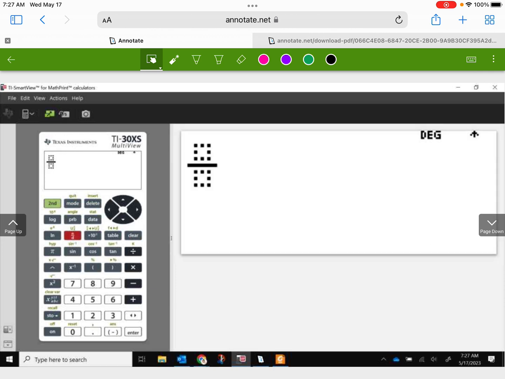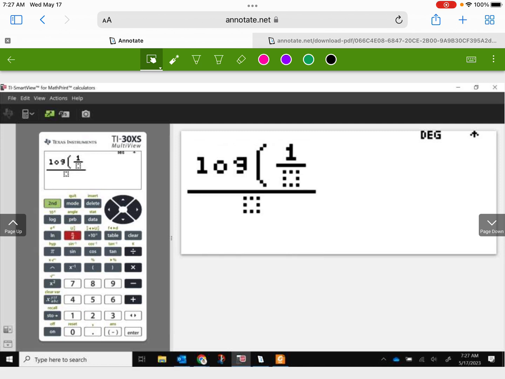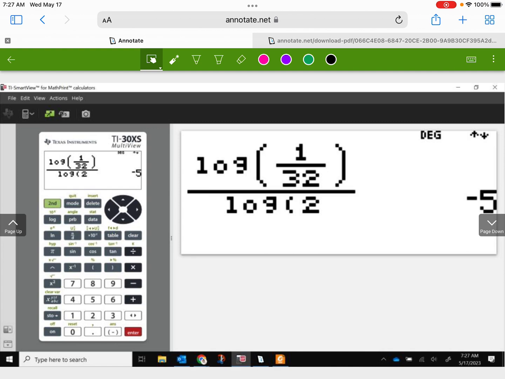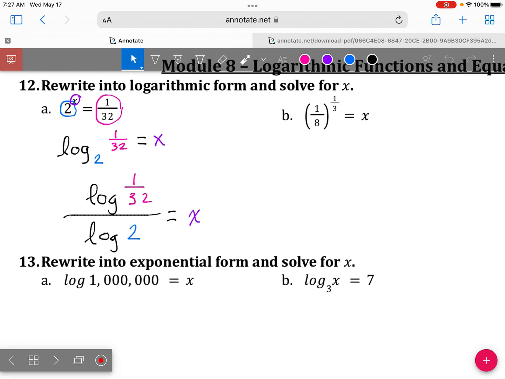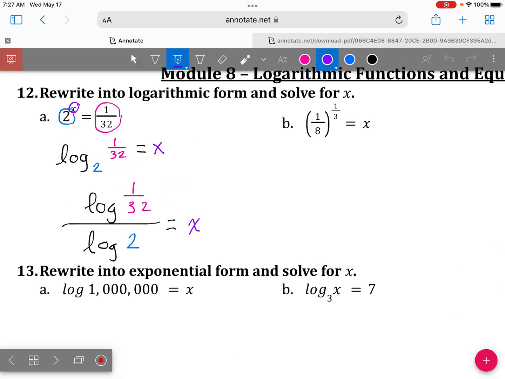So we're going to have a fraction. On the top, I'm going to do the log of 1/32, and in the denominator, I'm going to do the common log of 2. And what we get is -5 as our answer. If you look at the exponential form, you might be able to do it from there, recognizing that 32 is 2 to the 5th, but switching it into log form, you can then use change of base to type this guy in the calculator.